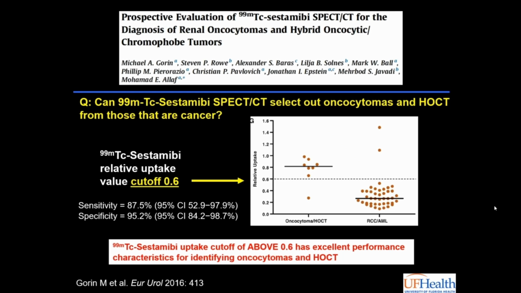The question they sought to answer was, can sestamibi SPECT select out oncocytomas and another low-grade tumor called hybrid oncocytic renal neoplasm from those that are highly malignant? Using a cutoff of 0.6 on the sestamibi relative uptake value, they found that those above 0.6 were highly likely to be oncocytomas, whereas those with relative uptake below 0.6 were more likely to be the cancerous ones. So that was very encouraging.